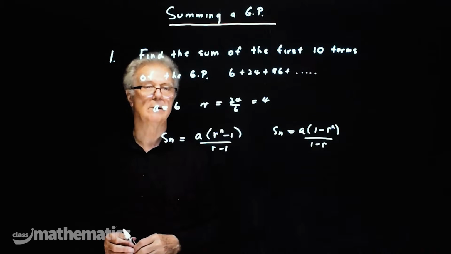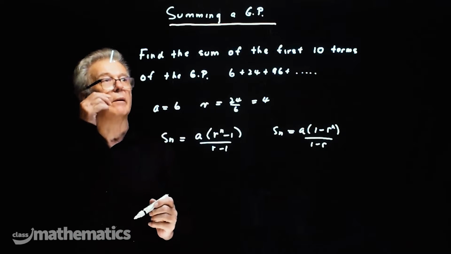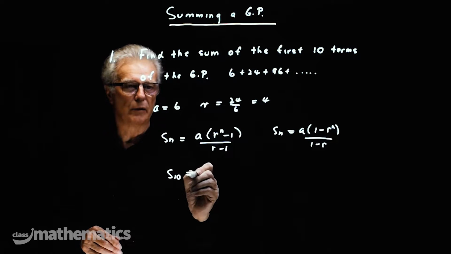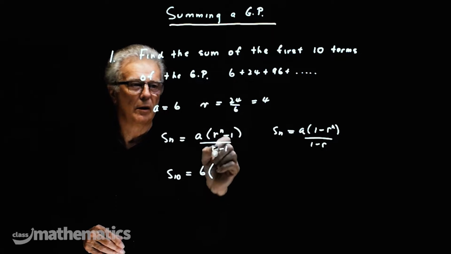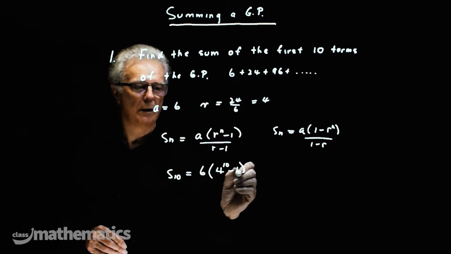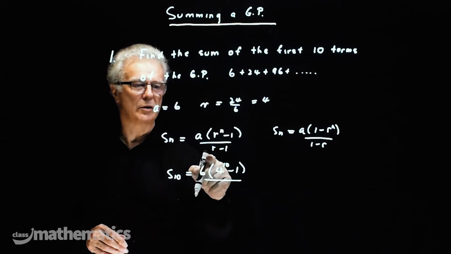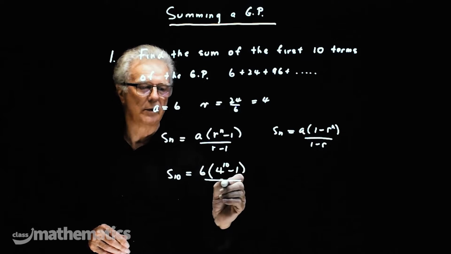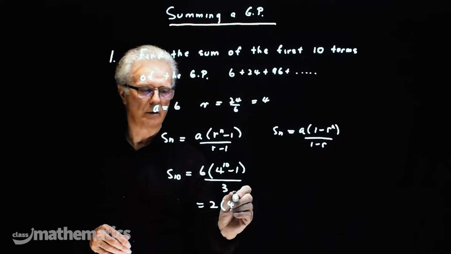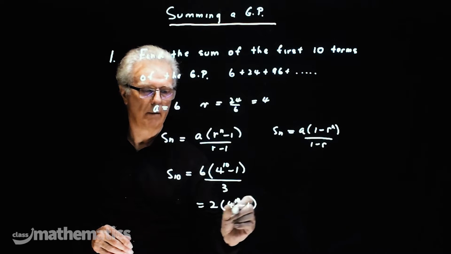Okay, so let's go ahead with this, and we're going to work out the first 10 terms. So S10 is equal to the first term, 6, into common ratio 4 to the power 10 minus 1, all over the common ratio 4 minus 1, which is 3, and that gives me 2 outside of 4 to the 10 minus 1.